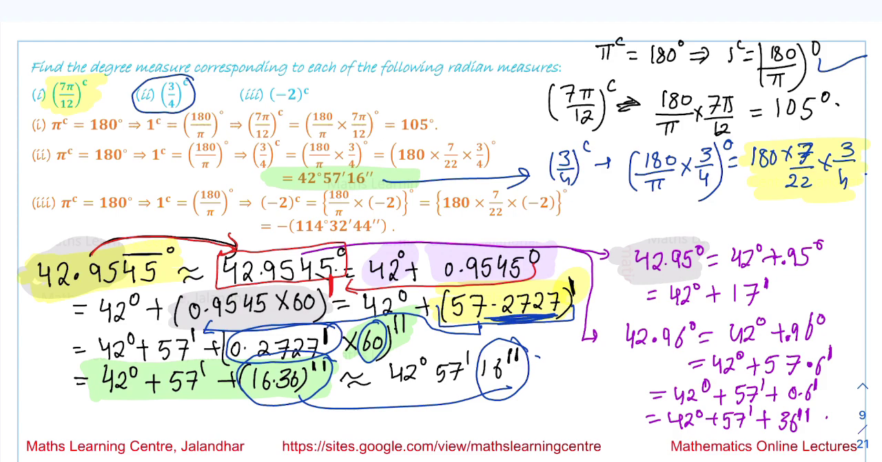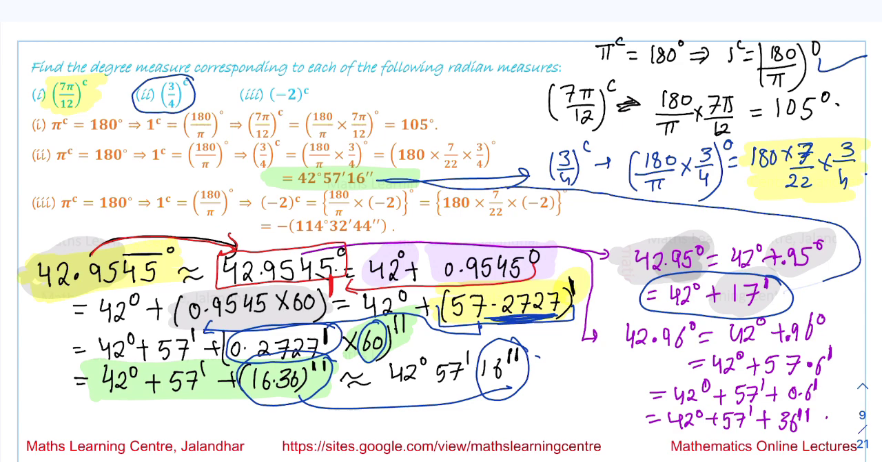So when you convert this 0.95 degree, you will get exactly 17 minutes. So the answer in this case we are obtaining is 42 degrees and 17 minutes, and we are saying these two values are approximately equal to each other. This 17 minutes we are obtaining, it is not 17, it is 57 minutes we are obtaining, and this is approximately equal to 57 minutes and 16 seconds.